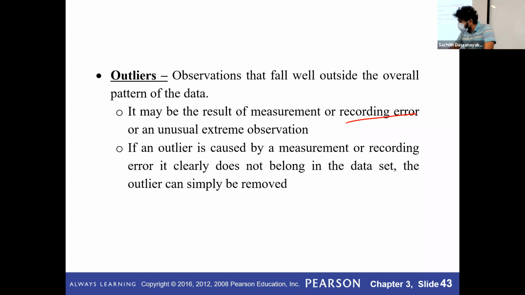Some errors, we don't know whether they are recording errors or what kind of errors, but once you see them, you will figure it out. Okay, this should not be here. This shouldn't belong to this data set. Something like this. Let me consider 2 examples.